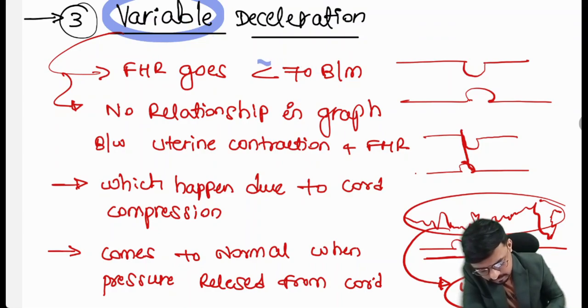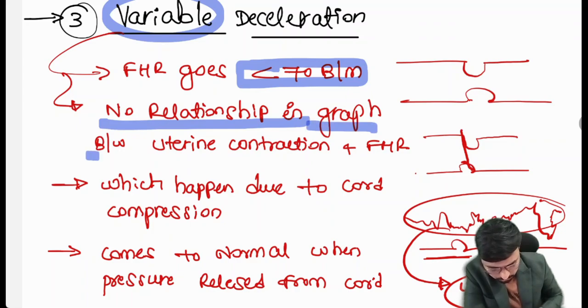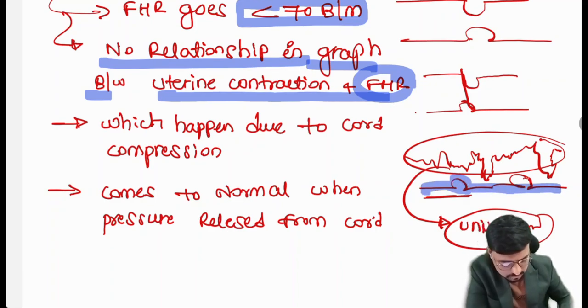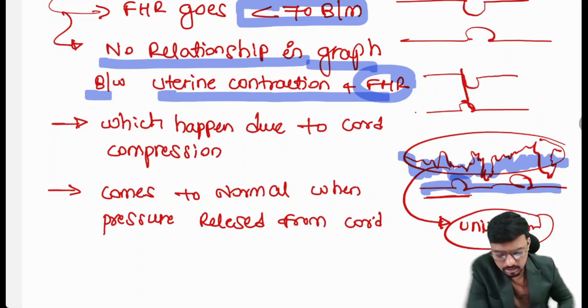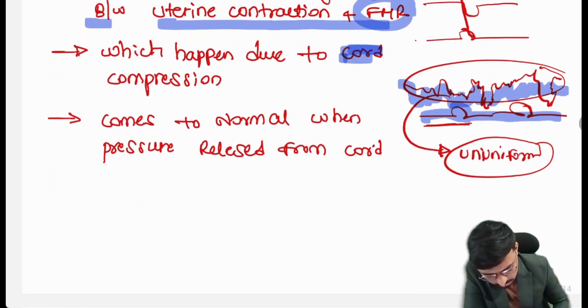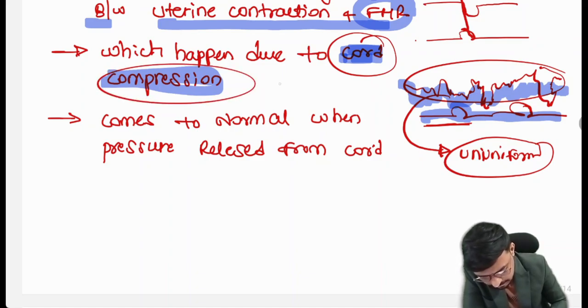Here in the variable deceleration, the fetal heart rate goes below 70 beats per minute. Very important. And there is no relationship in the graph between the uterine contraction and the fetal heart rate. The uterine contraction is happening on its own, and the fetal heart rate is decreasing here, again here, again here. Very frequently a drop in the fetal heart rate will be there, so it is not uniform. It happens due to umbilical cord compression, the very important point. It is happening due to umbilical cord compression.